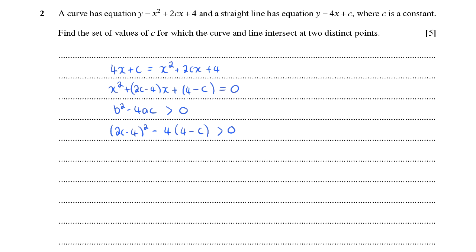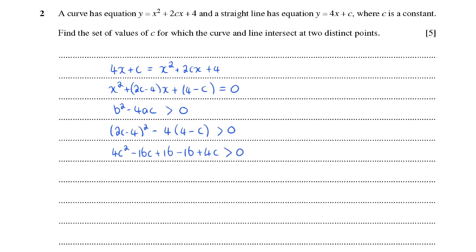We have the form of a plus b squared, which is a squared plus 2ab plus b squared. So a is 2c, we square it, and we get 4c squared, plus 2ab is 2 times 2 times negative 4, which is negative 16c, and b squared is negative 4 squared, which is positive 16. Expanding the other brackets, negative 4 times 4 is minus 16, and negative 4 times negative c is plus 4c. And this, of course, is still greater than 0.